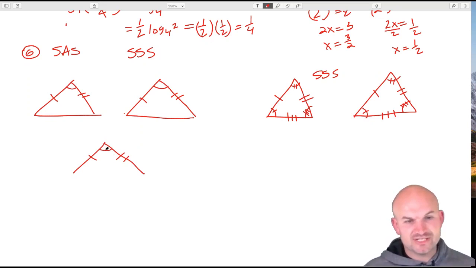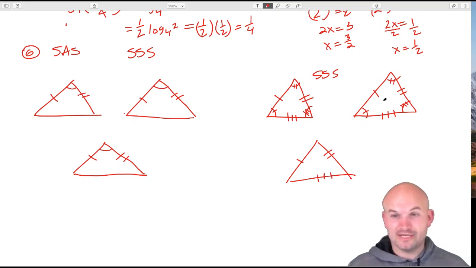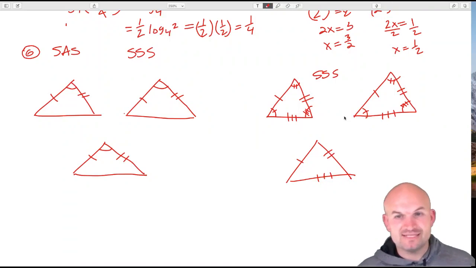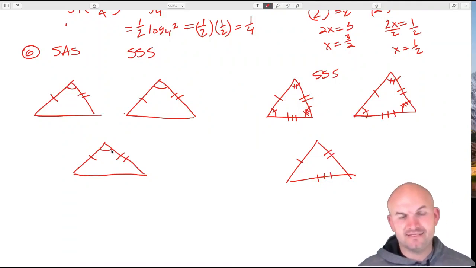I can't change this angle. I can't change those sides. So the only side I can do is right there, right? And again, the same thing, if I have these triangles have these all the same, of course it's going to look like those other two. There's no other triangle I can draw that would be different that has side, side, side or side angle side. So that's just kind of how that idea works.